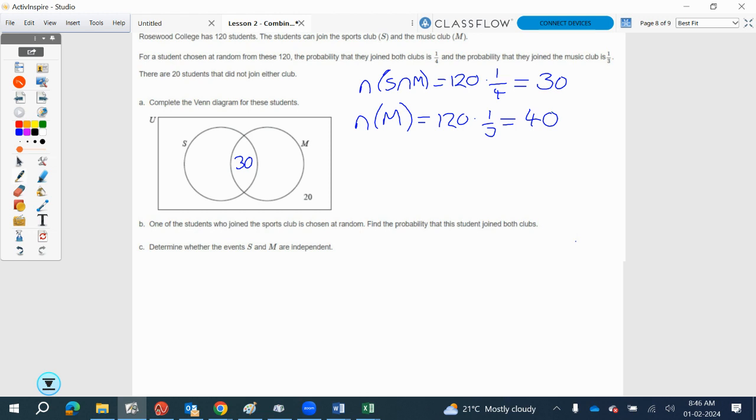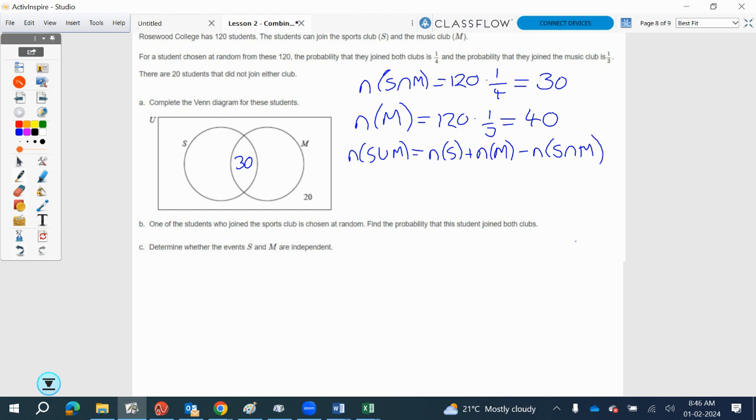Which formula? Combine. So the number of elements in S union M is equal to the number of elements in S plus the number of elements in M minus the number of elements in S intersection M.